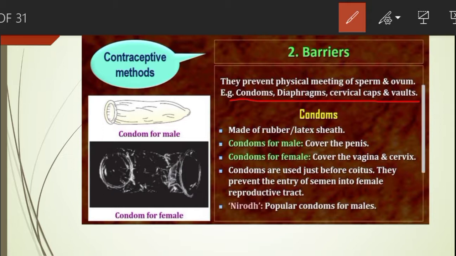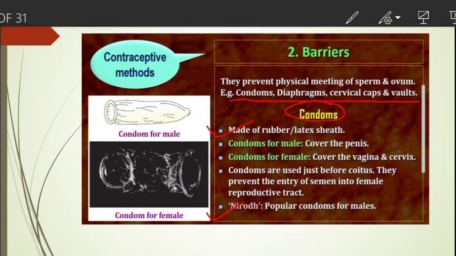Let us start with the first type of barrier, that is the condom. Condoms are made of thin rubber or latex sheet and are used to cover the penis in males and the vagina and cervix in females. That is, condoms are used just before coitus so that ejaculated semen would not enter the female reproductive tract. Nirodh is a very popular condom used by males. Female condoms are known as femidoms.